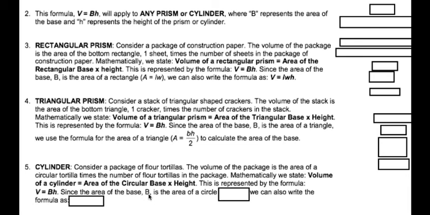Since the area of the base, capital B, is the area of a circle, and the formula for the area of a circle is pi r squared, we can also write the formula for the volume of a cylinder as volume equals pi r squared h, which is the area of this base times its height.